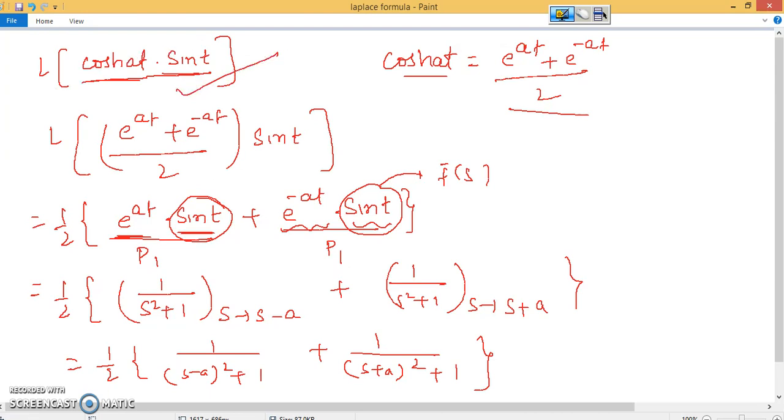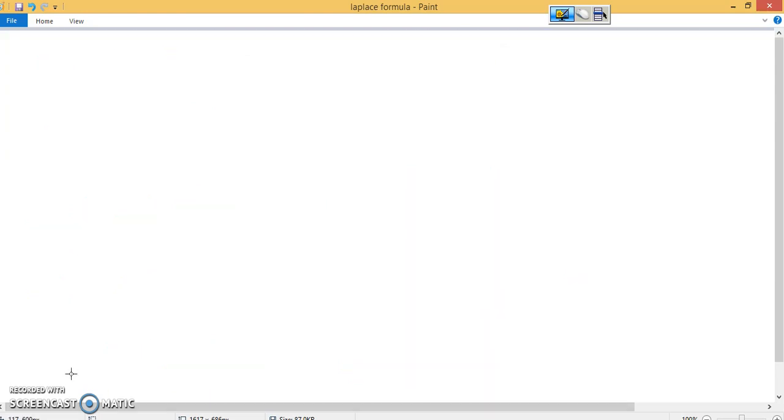Similarly students, we can do some more problems based on the property number 1. Some is given here. Find the Laplace of cos hyperbolic t into sine cube of 2t. So here how will you find? First you find the Laplace of this. How will you find the Laplace of sine cube? We'll assume here sine cube of 2t. We'll find the Laplace of these terms.